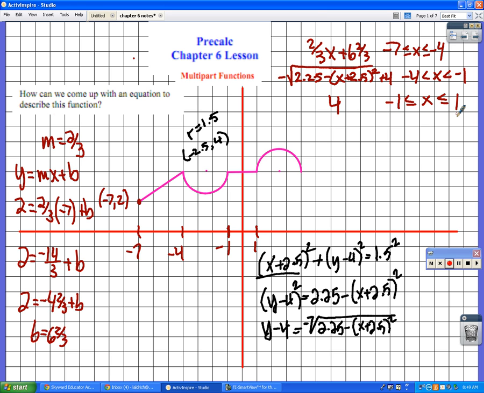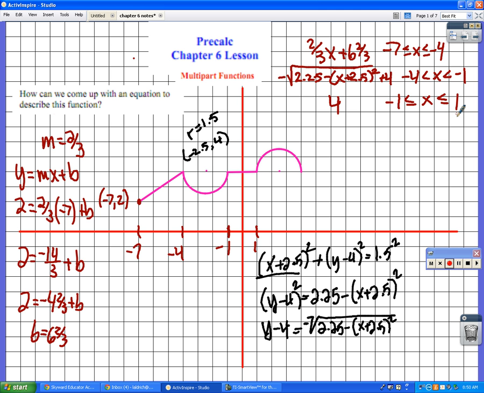Okay? And then we have to deal with a semicircle again. What is the center of this semicircle? We have a question. What? For the circle, the one where it says negative 4, the next one should be less than or equal to.